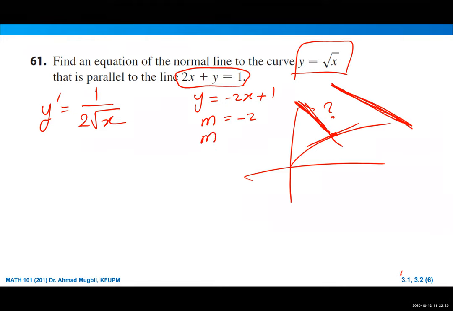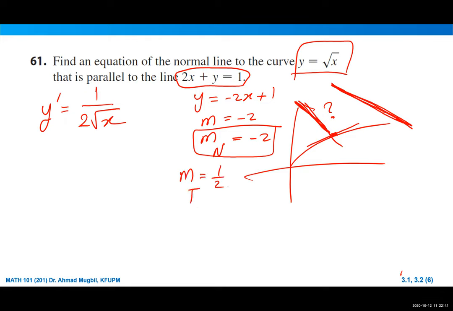So what will be the slope of the normal? The same, negative two. Why? He said that the normal is parallel to this line. Now what will be the slope of the tangent? It is the negative reciprocal, so it will be one half.